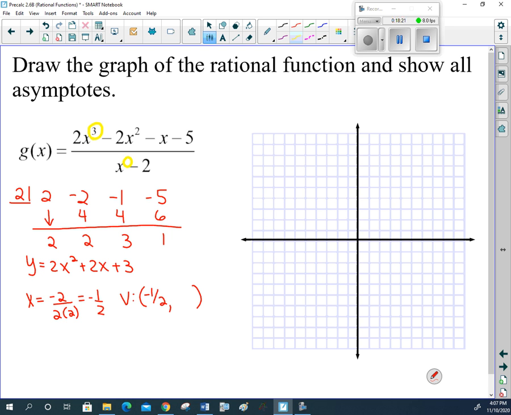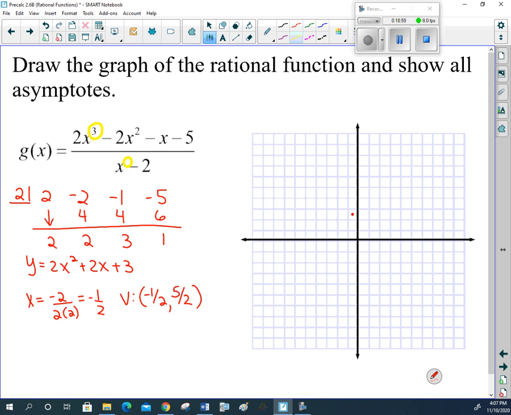Okay, so we're going to go 2 parentheses negative 1/2 squared plus 2 parentheses negative 1/2 and then plus 3. So it's 5/2, so 2.5. Okay, so this vertex is at negative 1/2 and up 2.5, right there.